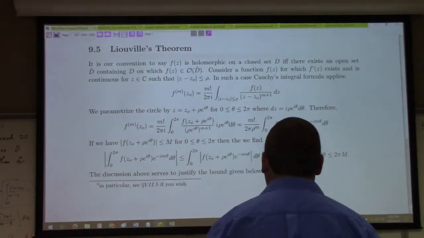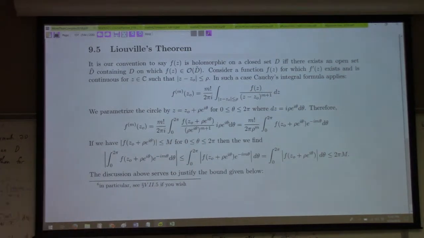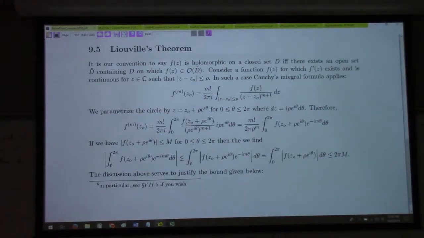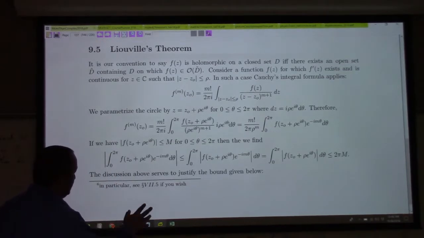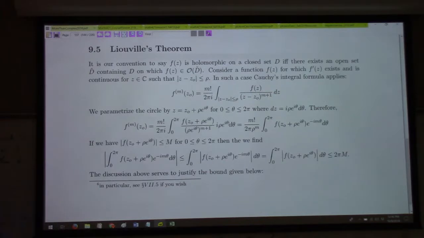Okay, so this is Liouville's theorem, and it basically starts by assuming we've got a function that is holomorphic on D, and there is an open set D tilde containing D. F is holomorphic on that larger open set. Likewise, the derivative exists and is continuous for some disk, in the sense that it's continuous on any open subdisk of that.